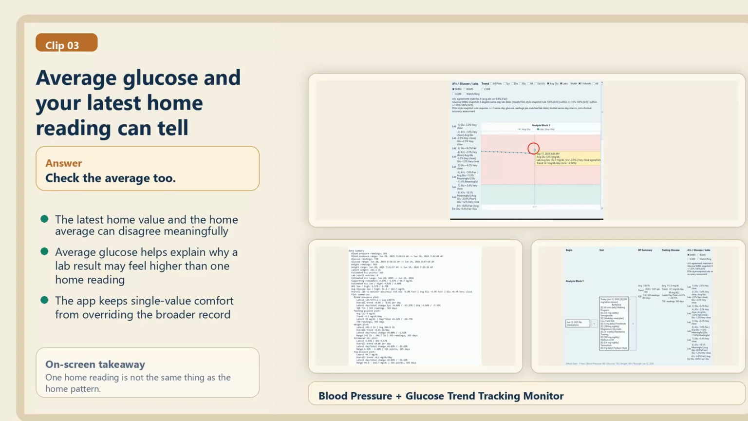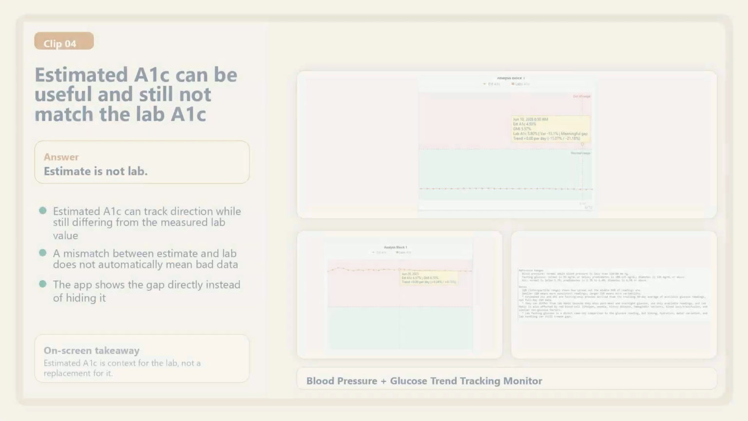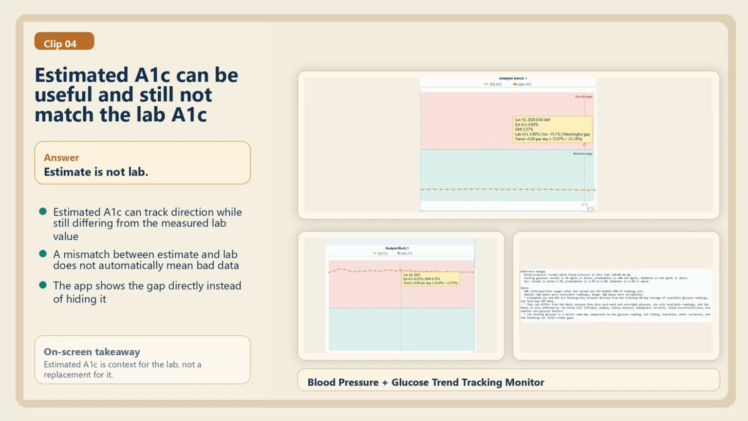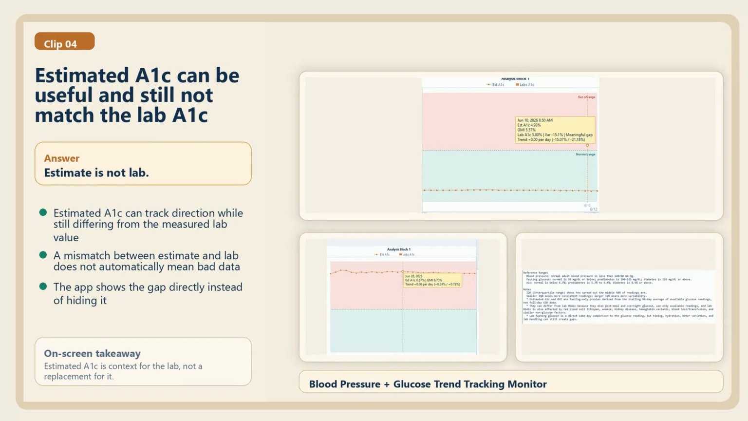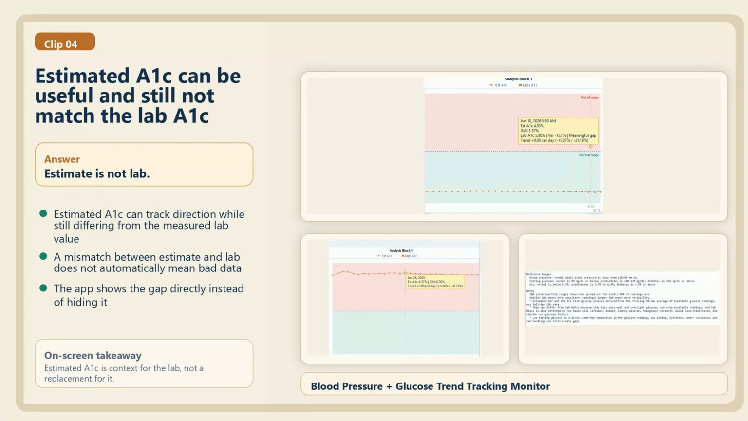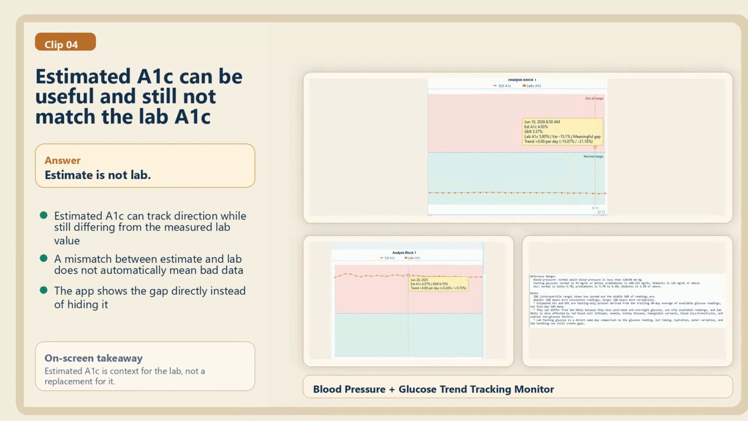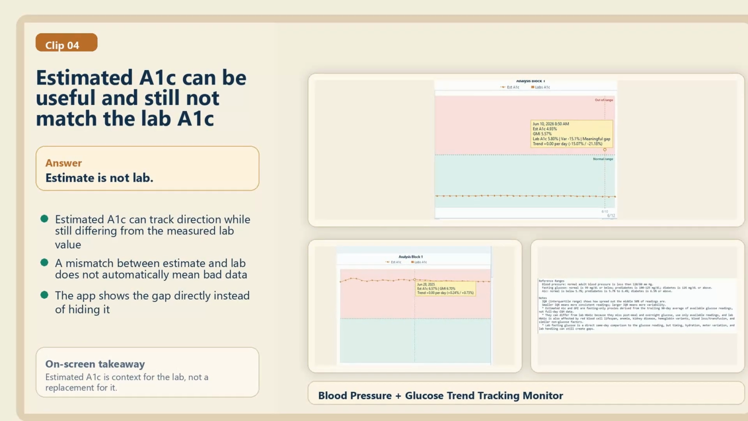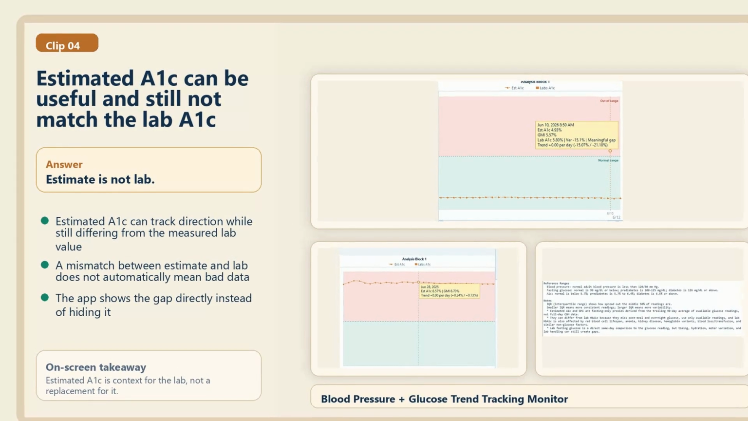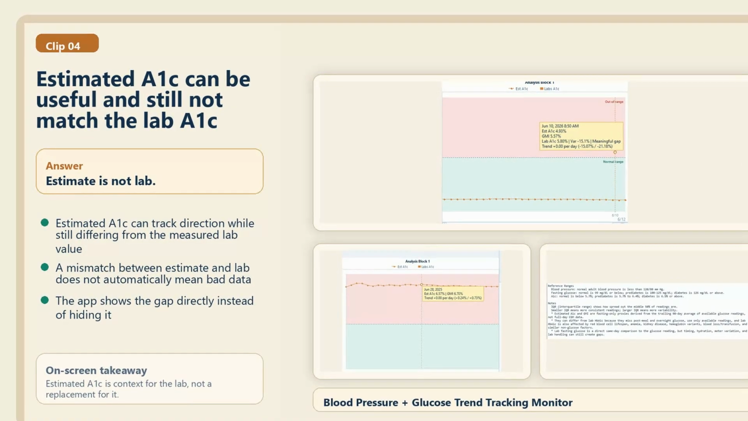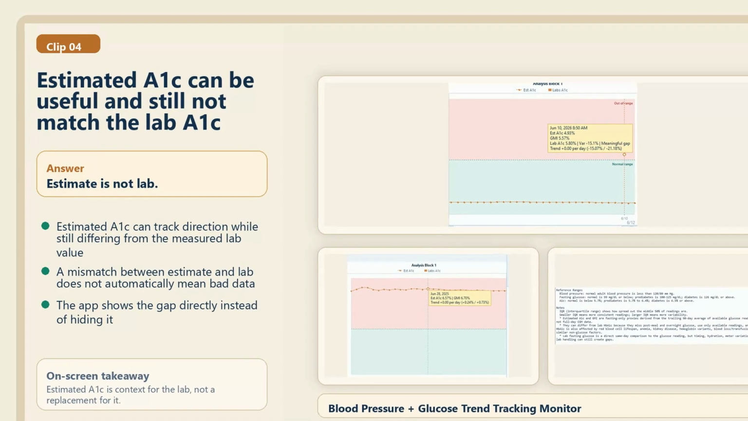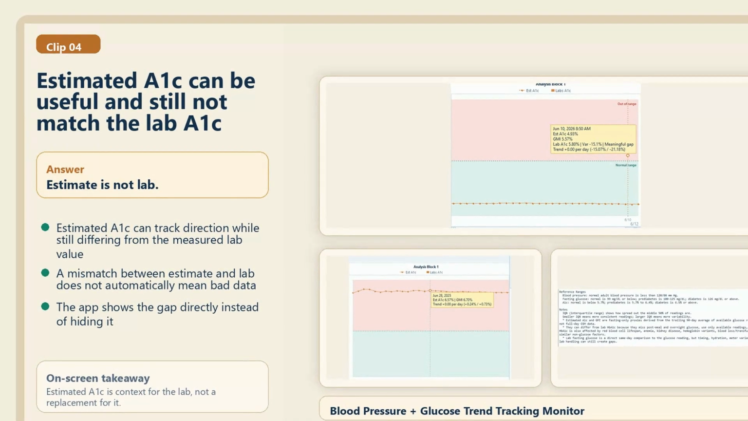Estimated A1C can be useful and still not match the lab A1C. For the longer glucose story, estimated A1C is helpful, but it is still an estimate built from the home record. The plot shows exactly why doctor and home discussions can feel mismatched. In the sample screen, the estimated A1C and the measured lab A1C are related, but not identical. The app treats that difference as information, not as an error. Use the estimate to see direction between lab dates, and use the measured lab A1C as the benchmark when the two are not the same.